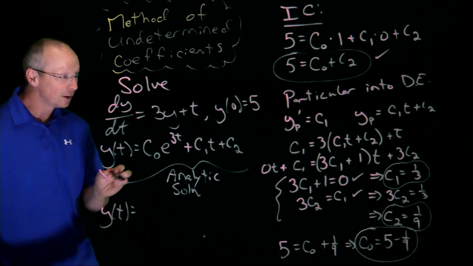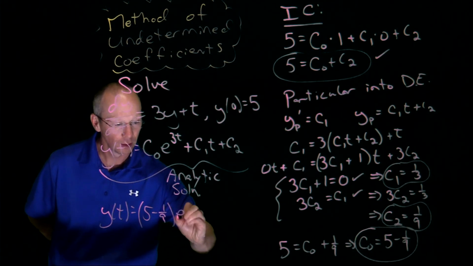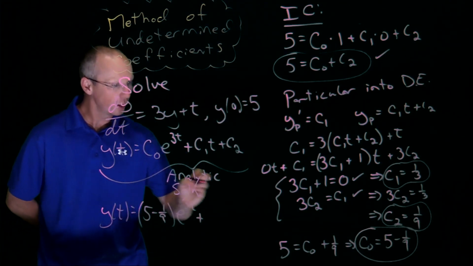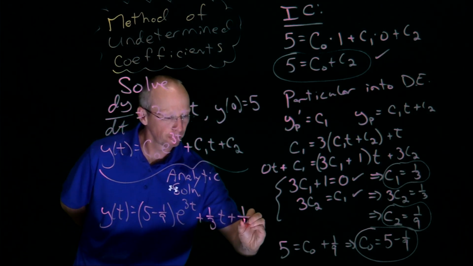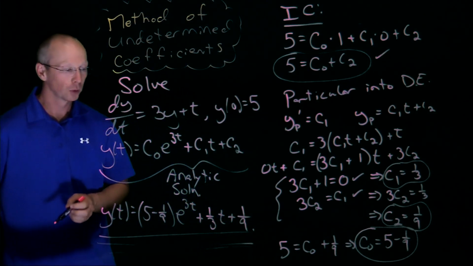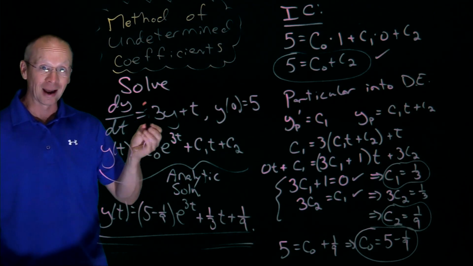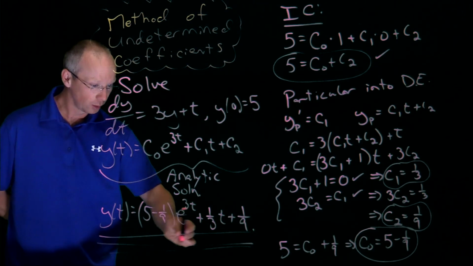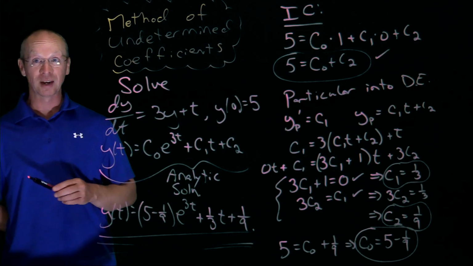y of t is, let's see, c0 is 5 minus 1/9 times e to the 3t, plus c1 is a third t, and c2 is a ninth. And there's my final solution. Now you should of course double check this. If I put 0 in for t, I should get 5 out. So if I put 0 in, that becomes a 1, that becomes a 0. I've got 5 minus 1/9 plus 1/9, I get 5 back out. So at least I have a sanity check there.